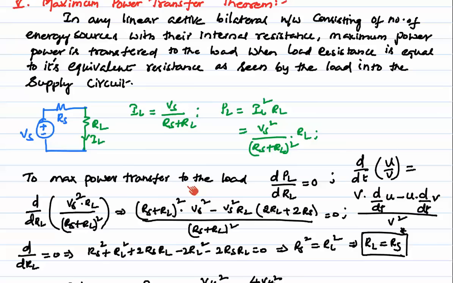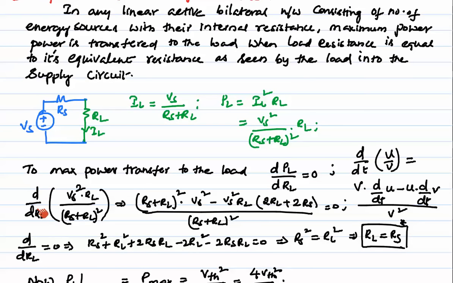To get the maximum power transfer to the load, we will use the maximum or minimum condition, so we'll use differentiation. dPL by dRL, where RL is a variable, is equal to 0. The useful formula is d by dt of u by v is equal to v into du by dt minus u into dv by dt, divided by v square, made equal to 0. So we differentiate PL, which is Vs square into RL divided by Rs plus RL whole square.